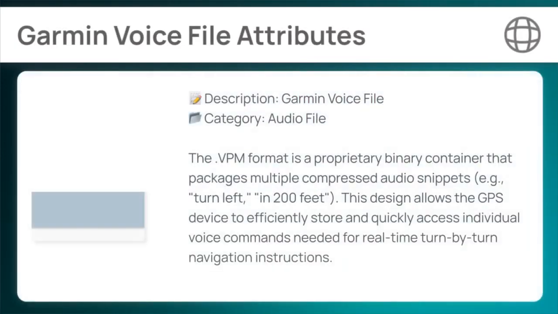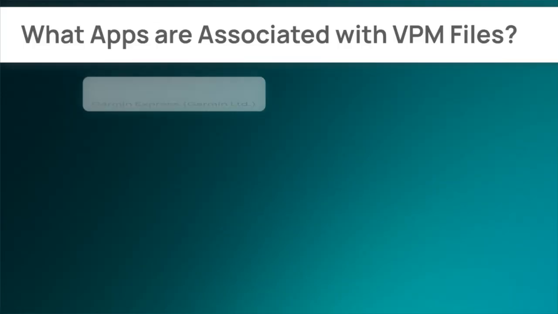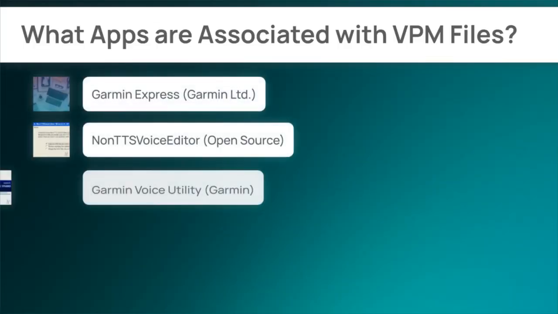The .vpm format is a proprietary binary container that packages multiple compressed audio snippets, e.g., "turn left in 200 feet." This design allows the GPS device to efficiently store and quickly access individual voice commands needed for real-time turn-by-turn navigation instructions. The specialized program designed to handle VPM is Garmin Express by Garmin Ltd.